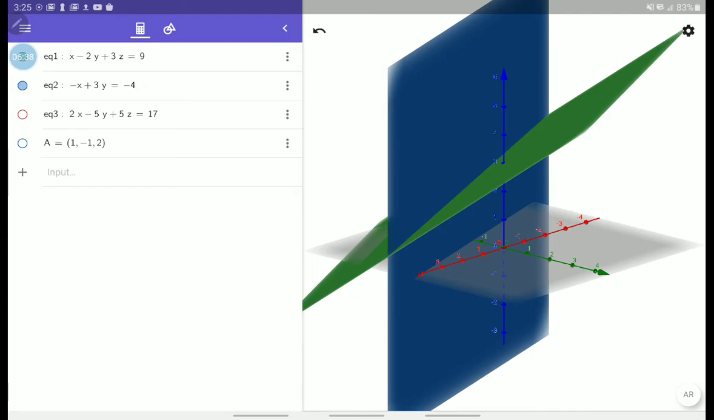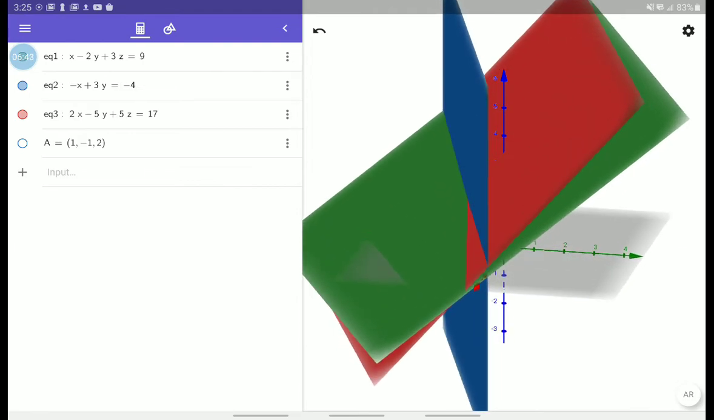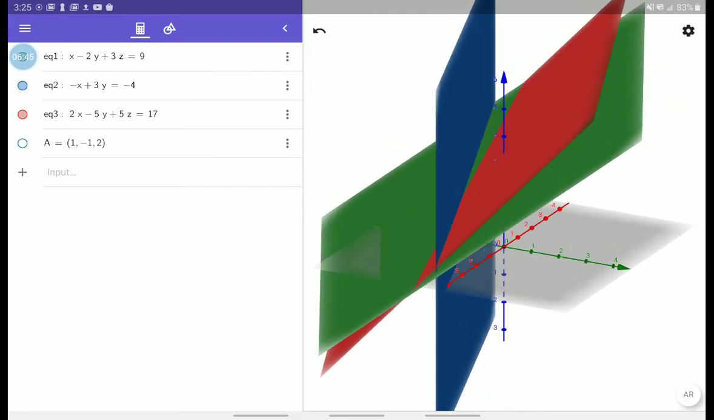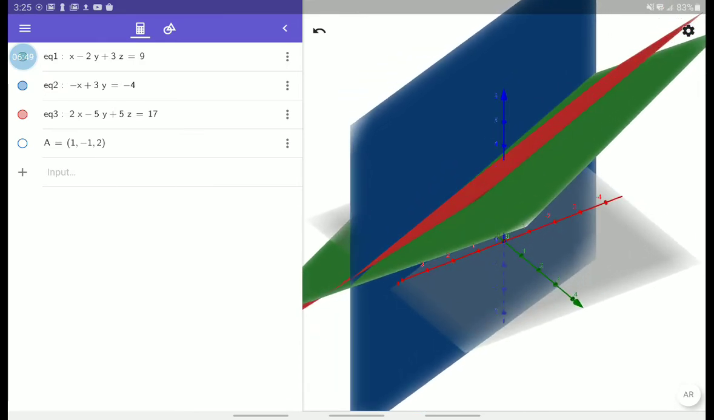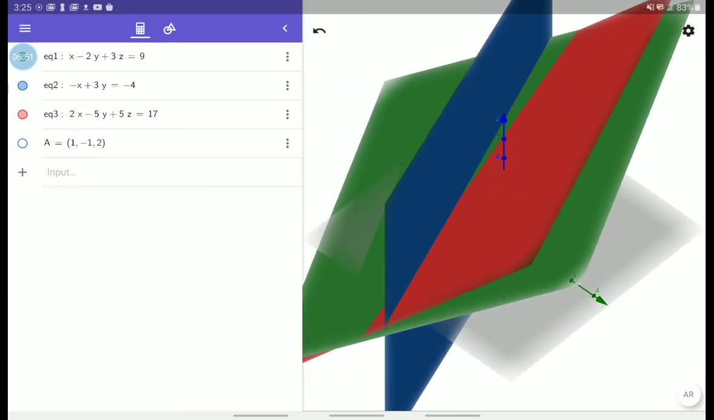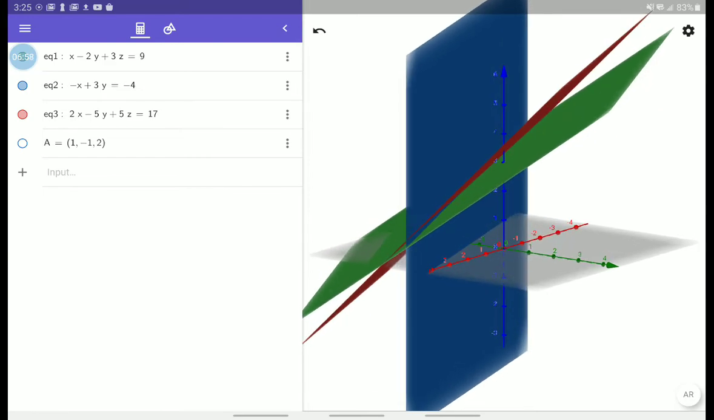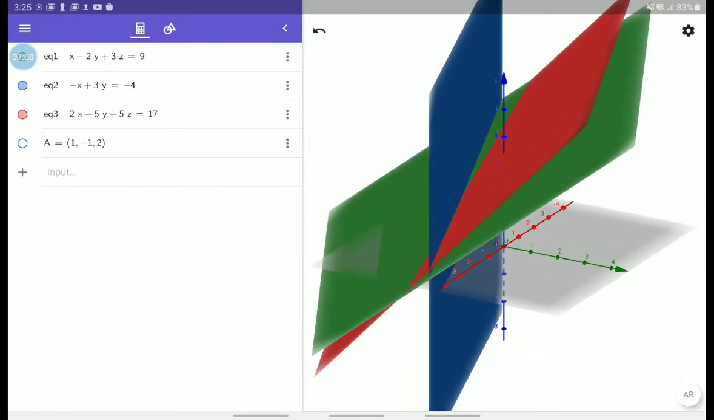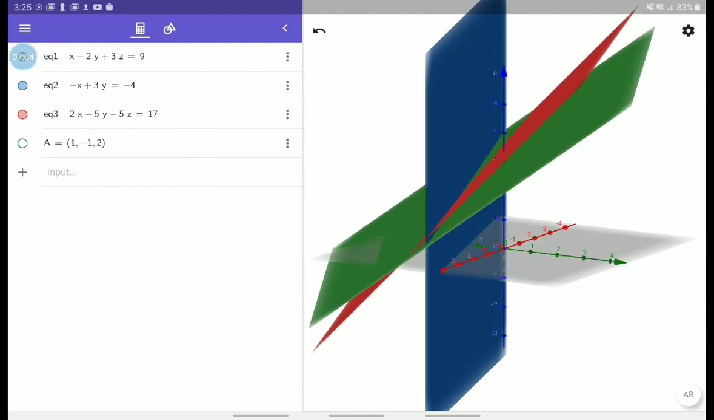Now, if we throw that third equation in the mix, we're talking about a system that has three equations and three unknowns, and we are trying to figure out, is there a single intersection, or are they intersecting in some way, like on a line? If we look at these three, the green, the blue, and the red planes, it does appear that there's an intersection point.